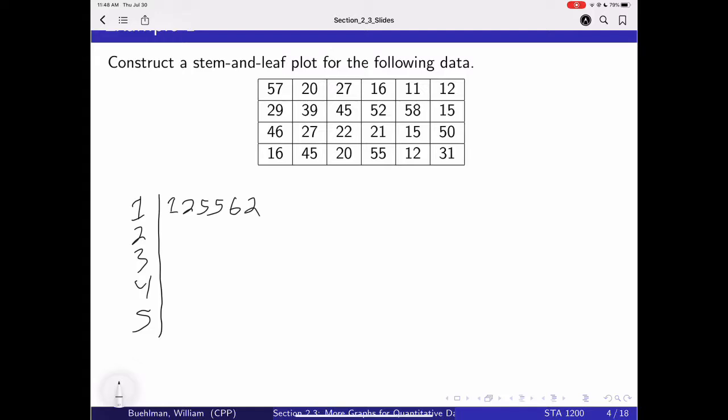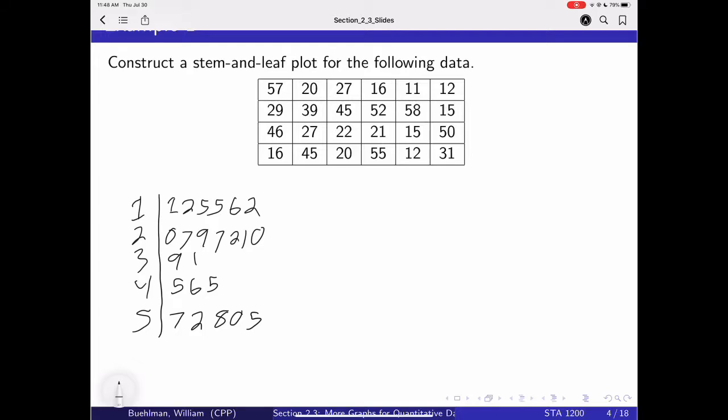So now I'm going to do the 20s. 0, 7, 9, 7, 2, 1, 0. Next the 30s, so I have 39 and 31. Now the 40s, I have 45, 46, and 45. And now the 50s. 7, 2, 8, 0, 5. So this isn't a finished stem and leaf plot. This is our first step.